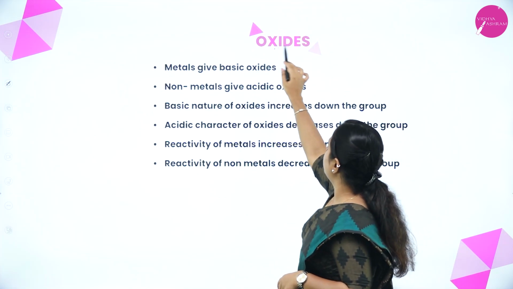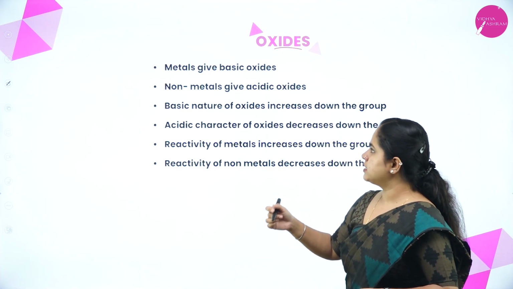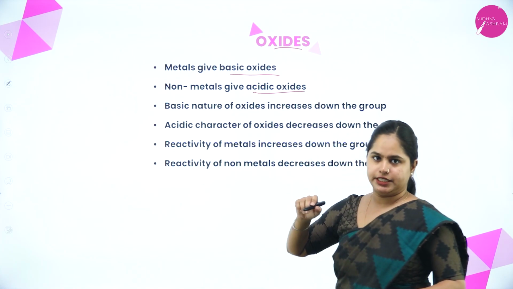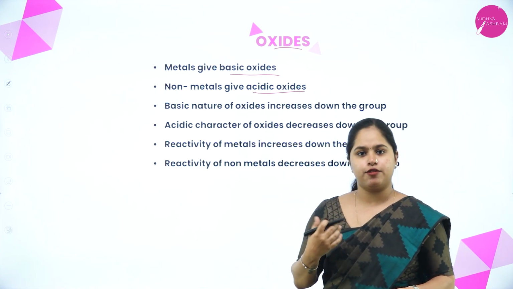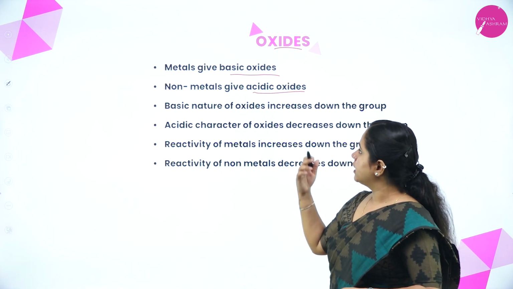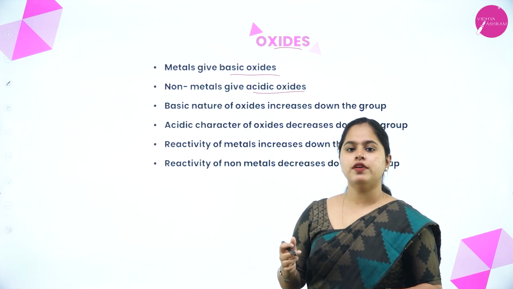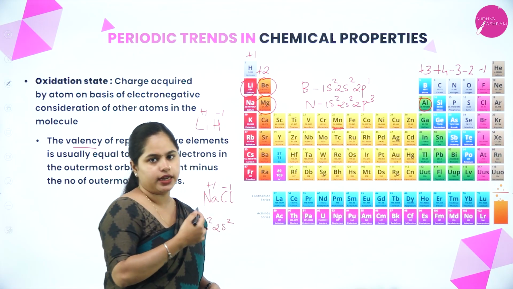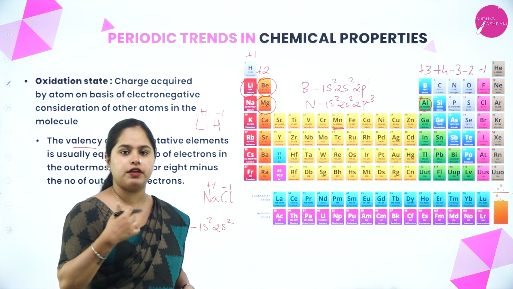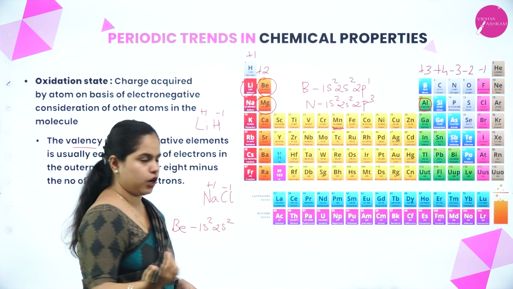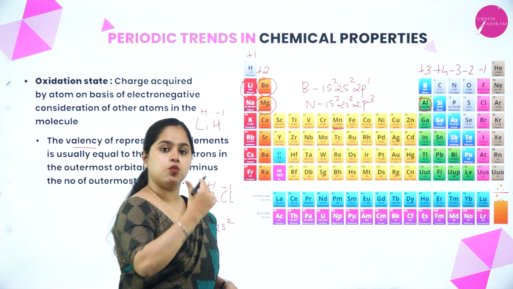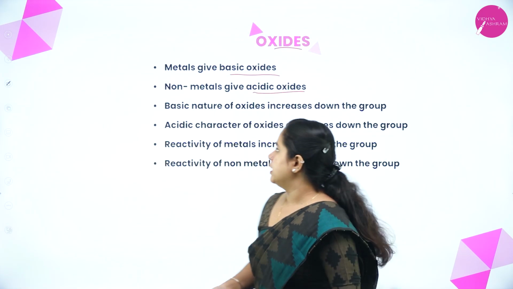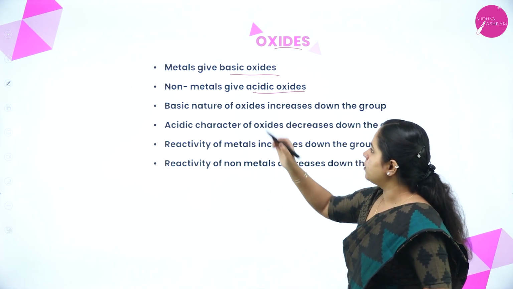So now we are going to study about oxides. What you have to understand is that metals give basic oxides and non-metals give acidic oxides. We know that towards the left of the periodic table there are mostly metals, right? We have already studied this in the last sessions when we were discussing metals, non-metals and metalloids. So towards the left of the periodic table it is mostly metals, and towards the right the non-metals are present. So metals give basic oxides and non-metals give acidic oxides.